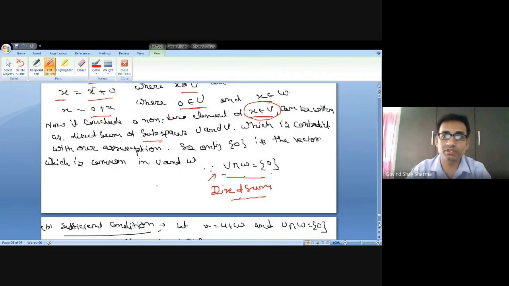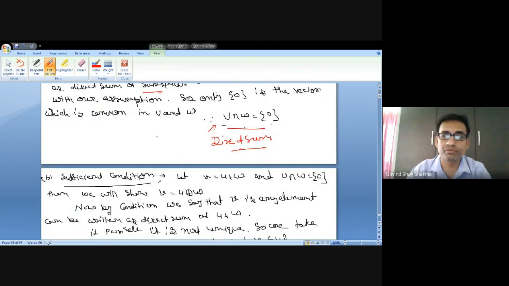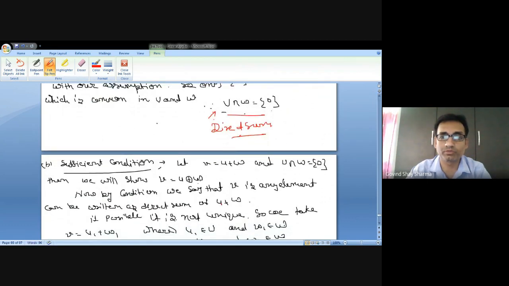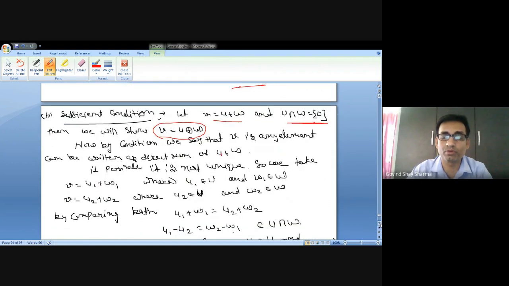Now the sufficient condition: if V is equal to U plus W, and U intersection W is 0, then we will show that V is the direct sum of U and W. So we take that the representation is not unique. We know that the direct sum of subspaces is unique, but here we assume this is not unique.